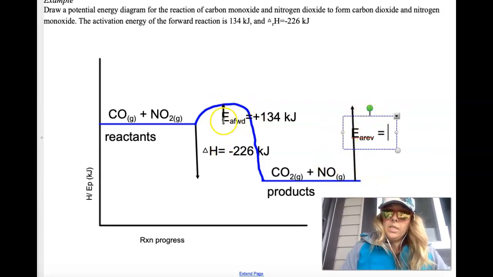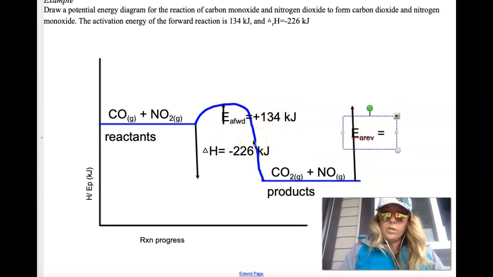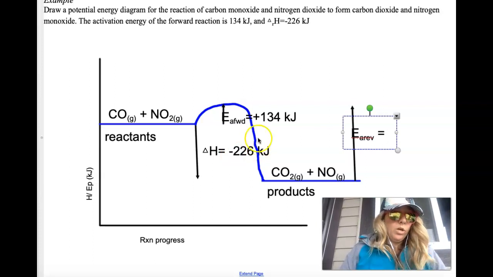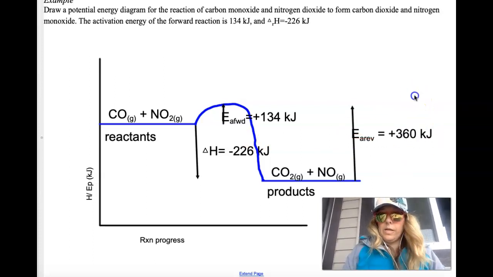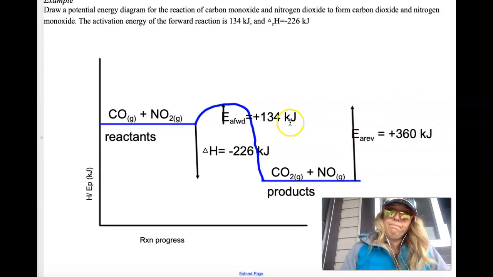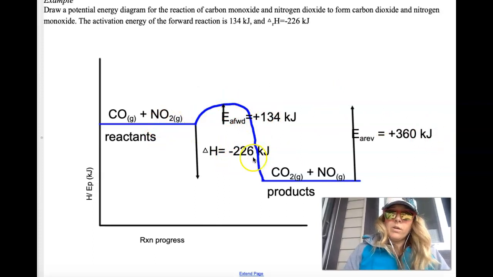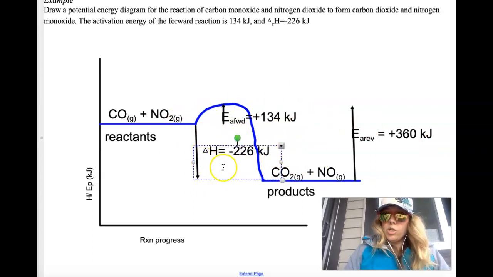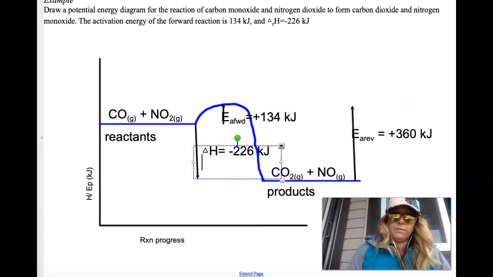We know that this is 134. We know that this is 226. So we're going to do that 226 plus the 134, and we are going to get positive 360 kilojoules. Okay, so you should be able to determine what some of these values are. The only value they're ever going to really ask you to calculate in one of these graphs potentially would be this, right? You could calculate the delta H because you could go to your data booklet and use those standard heats of formation and theoretically calculate what this number is.